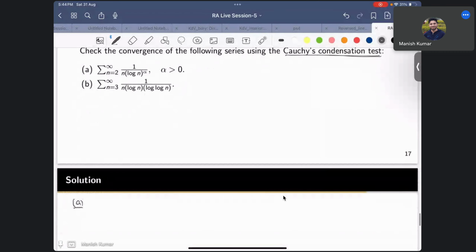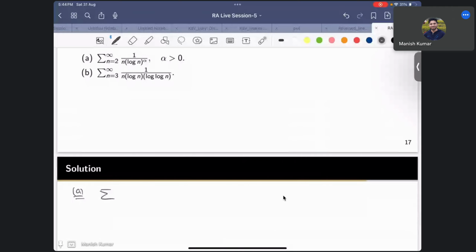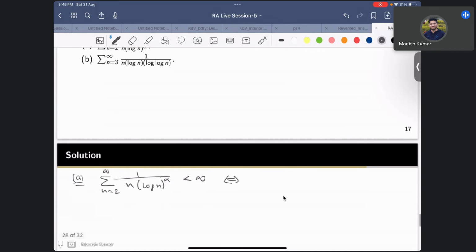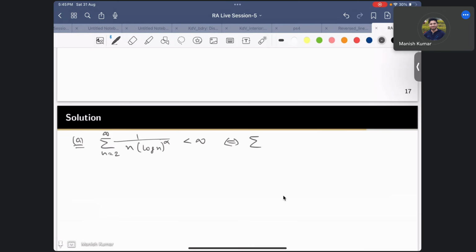You have to show whether the summation n equal to 2 to infinity of 1 by n (log n) raised to the power alpha is convergent or not. As this statement tells you, it is convergent if and only if the summation n equal to 2 to infinity of 2 raised to the power n times x 2n converges. So this is xn, and x 2n would be 1 by 2 raised to the power n times (log 2 raised to the power n) to the power alpha. The 2 raised to the power n cancels.